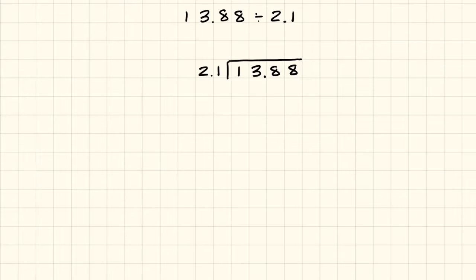So we're going to take a look at our divisor, 2.1. We really want that decimal to come to the right because we want our divisor to be a whole number. So let's move our decimal one place to the right.